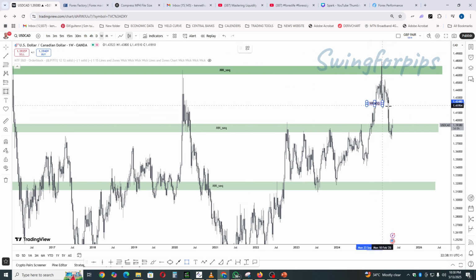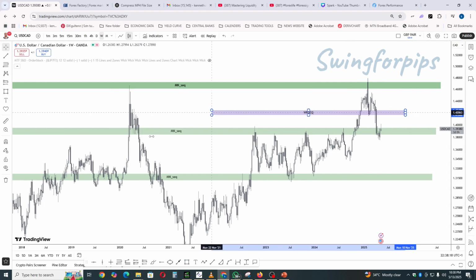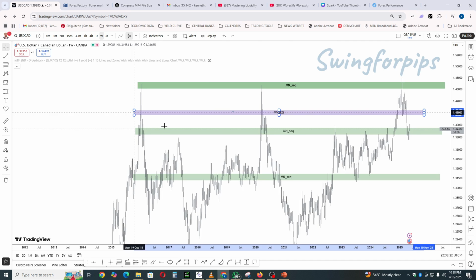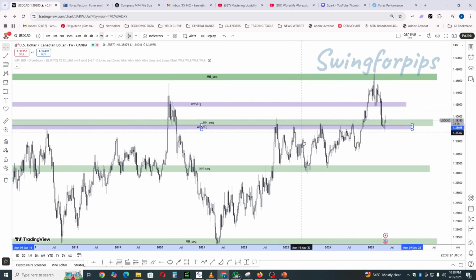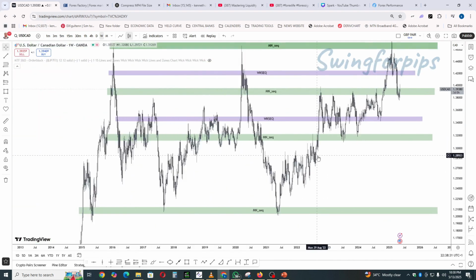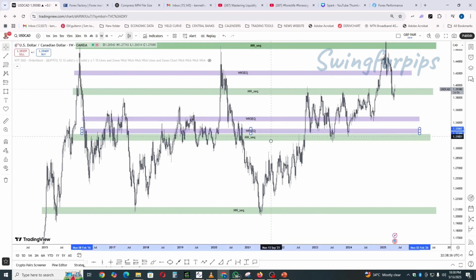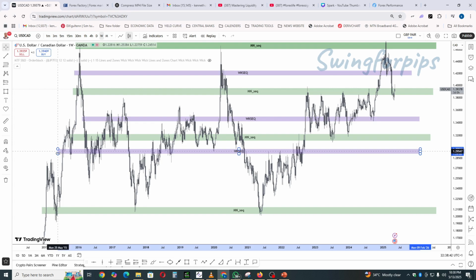Here, right here. So we have a point right here on the weekly. Extend this all the way to the back. So we have another point right here on the weekly. Okay, and then we have another point right here on the weekly also. So I'm just going to mark out 3 points here, right here on the weekly.